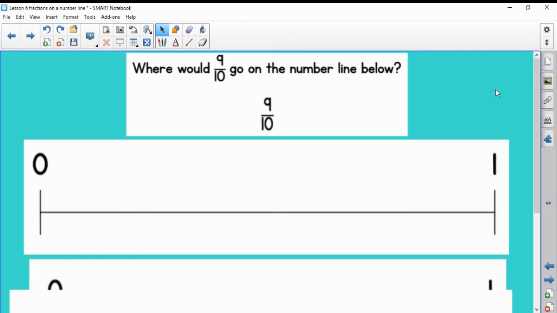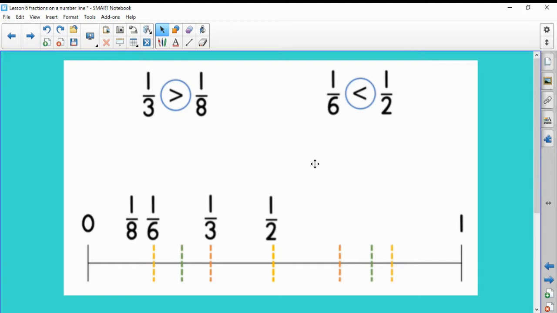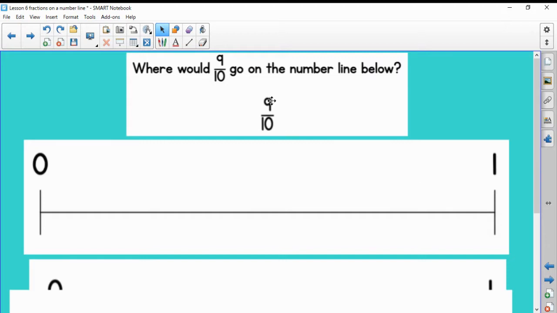Well, we're doing fantastic now. We were using unit fractions there, unit fractions because all the numerators were 1. Now, we see the numerator is more than 1. What do we call these fractions? That's right, non-unit fractions. Now, where would 9/10 go on this number line?